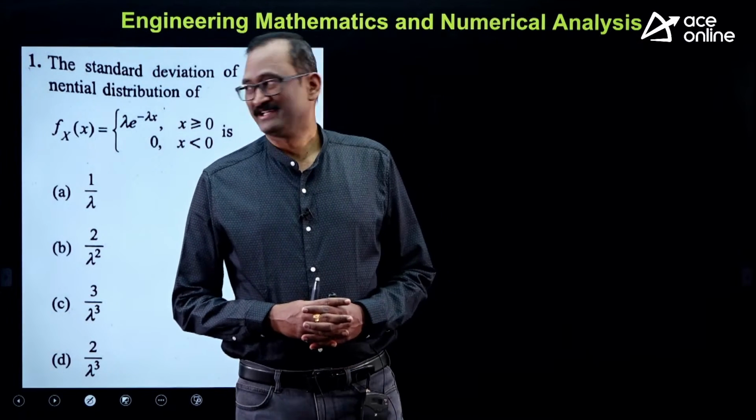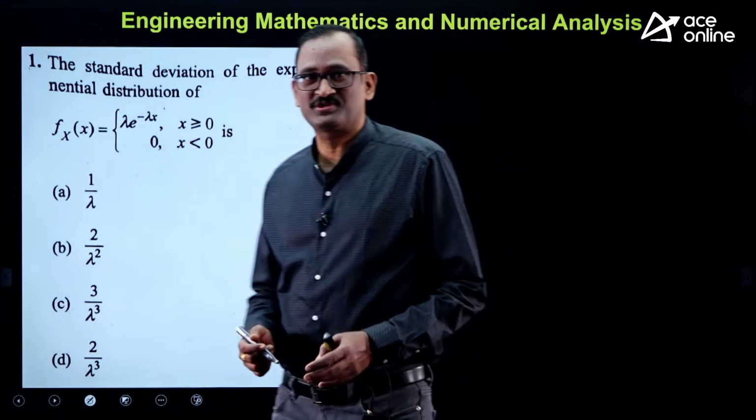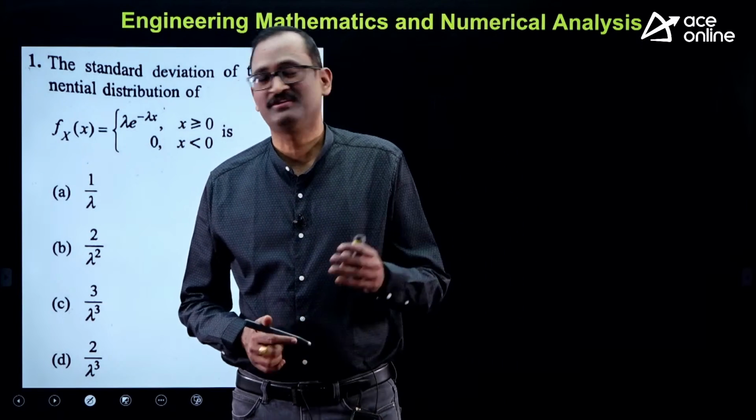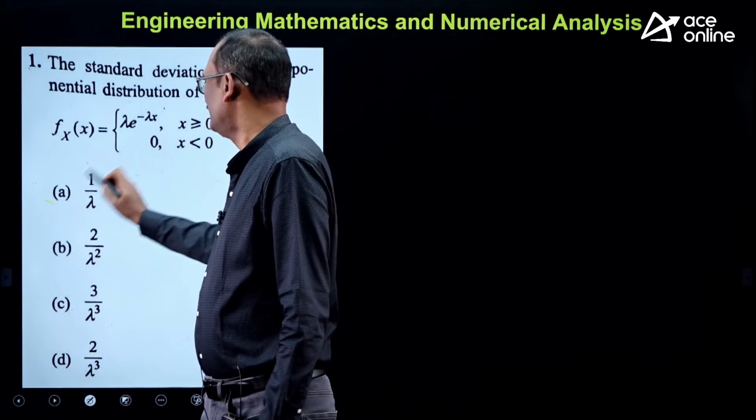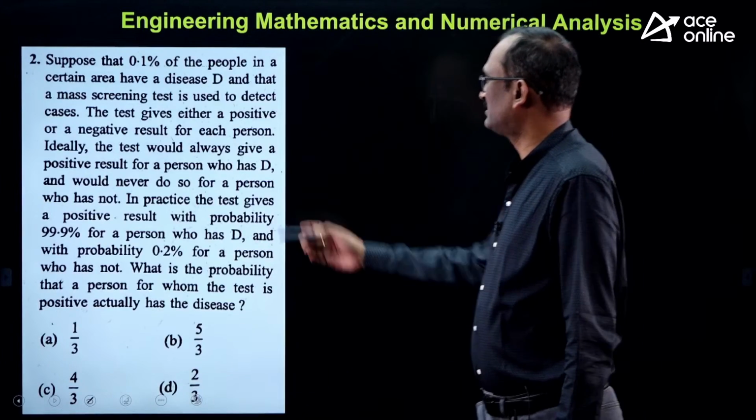So, engineering mathematics. First question: the standard deviation of the exponential distribution. It is a standard question. The standard deviation of the exponential distribution is 1 by lambda. Nothing is there to solve, so it's a direct formula.